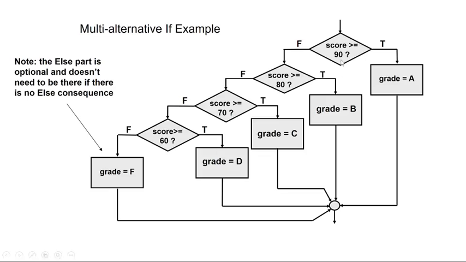We enter in and we ask ourselves, is the score greater than 90? If that's true, then the student receives an A. Otherwise, if the score is not greater than 90, we only have to check one thing. We just have to make sure that it's greater than 80.